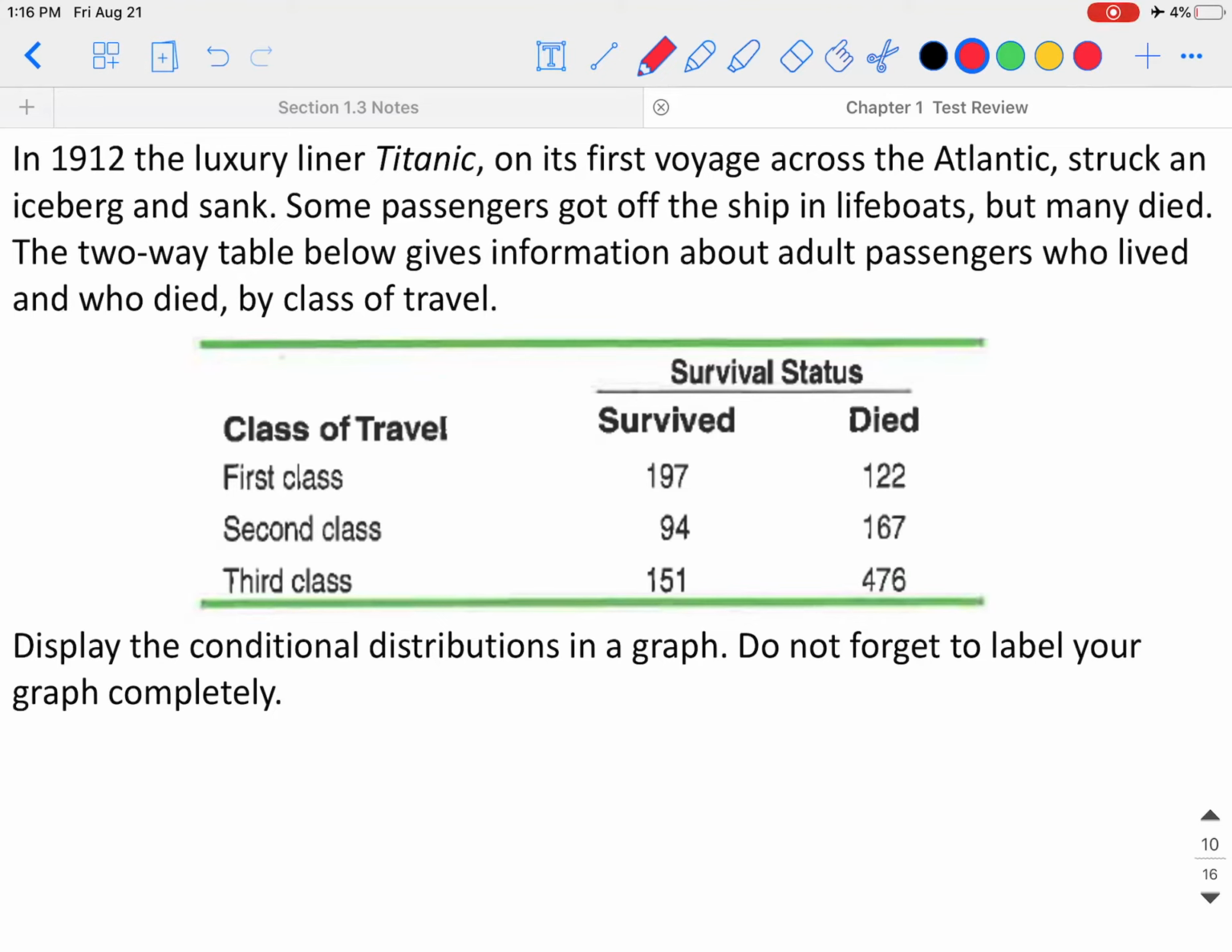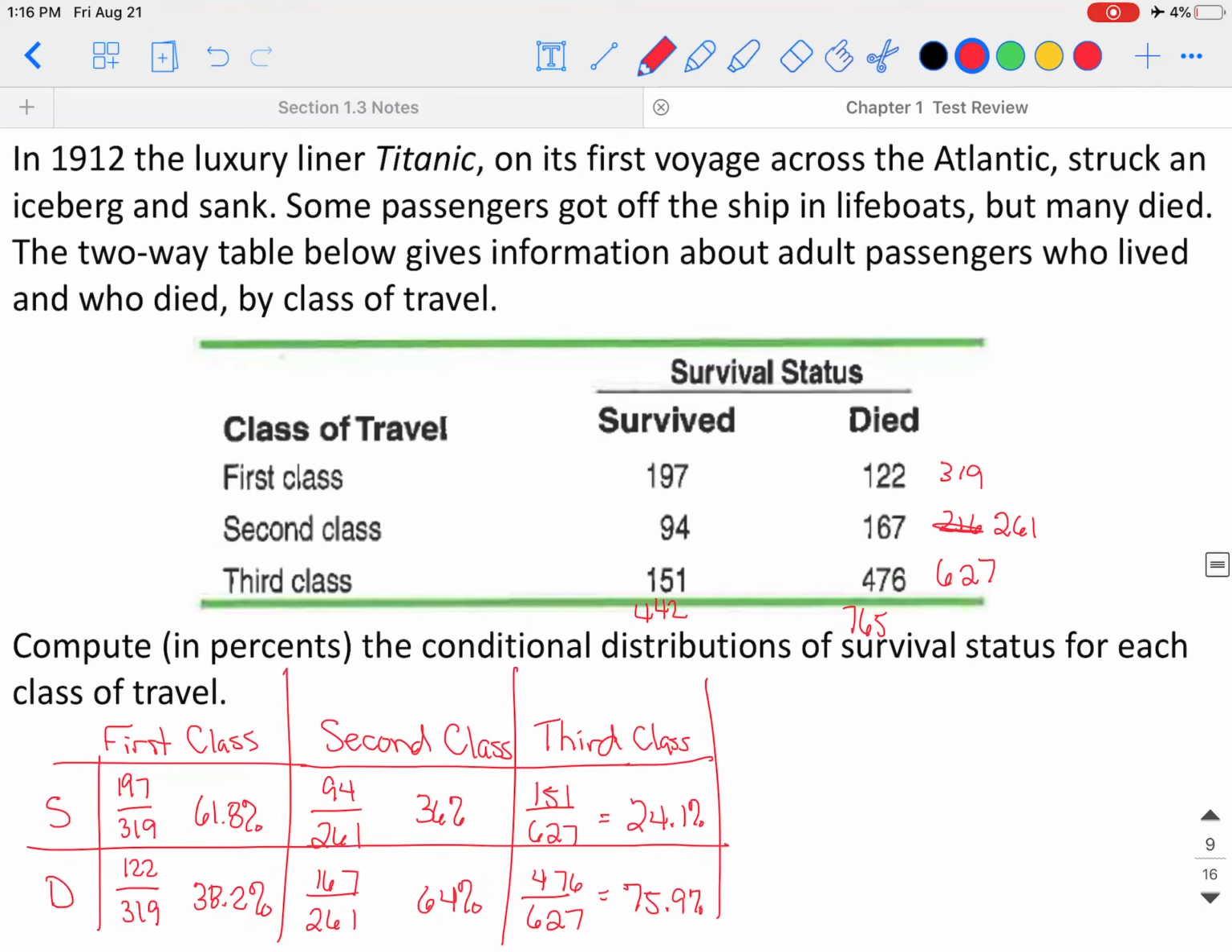We need to display the conditional distributions in a graph, and don't forget to label the graph completely. So if we go back to this table so we can see all our information, when you go to graph this, you would need to label that we're going to have first class passengers, second class passengers, and third class passengers, and this is talking about the class. And then we can look at the percent.